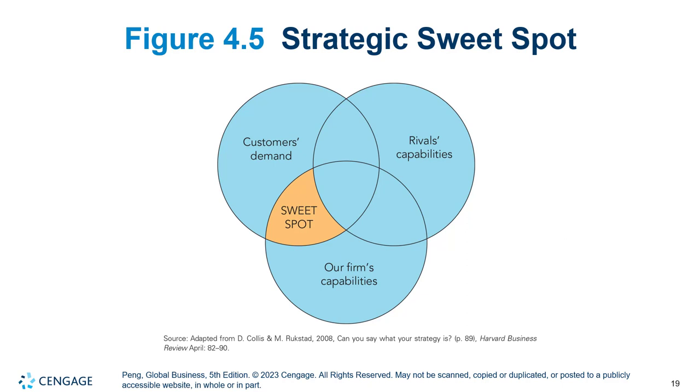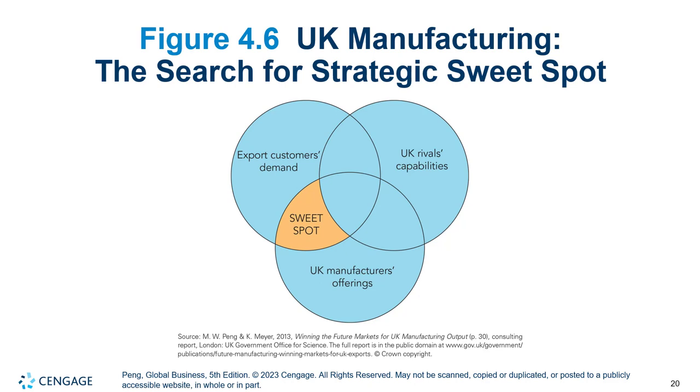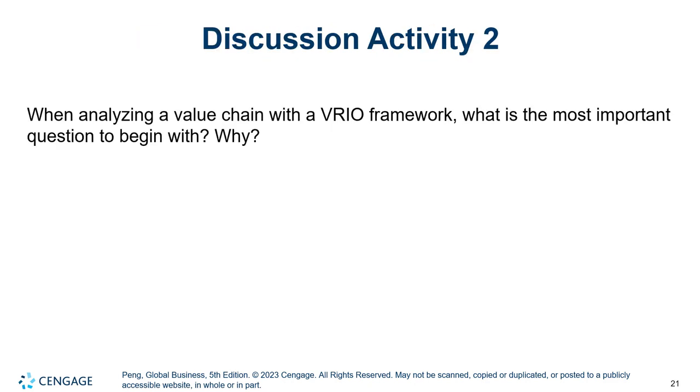Strategic sweet spot, how much of that do you overlap? How much do you actually meet your consumers' demands and maximize your firm's capabilities? We're on slide 20. I'll let you get into that one on your own. When you analyze the value chain of the VRIO framework, what's the most important question to begin with and why? Most important question is the resources and capabilities. Do they add value? Can you make the consumer understand that they are getting something over and above what they're paying for? They're paying $10, but they feel like they got 15.